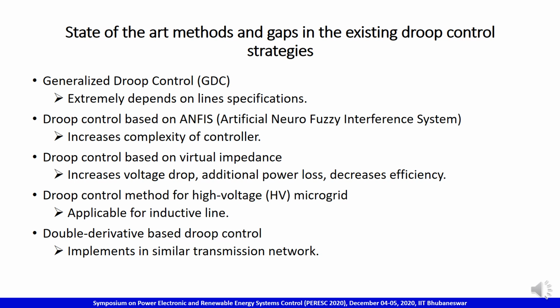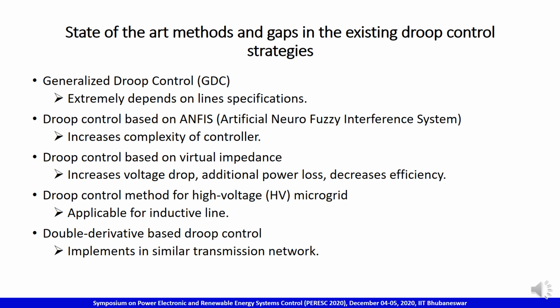To mitigate the constraints of conventional droop control, several improved droop control methods have been presented in the past, such as generalized droop control based on ANFIS, droop control based on virtual impedance, droop control method for high voltage microgrid, and double derivative based droop control. Amongst all the droop control techniques, the generalized droop control gives proper voltage and frequency control. However, it extremely relies on the line or cable specifications connected between the inverter interface, distributed generation and load.